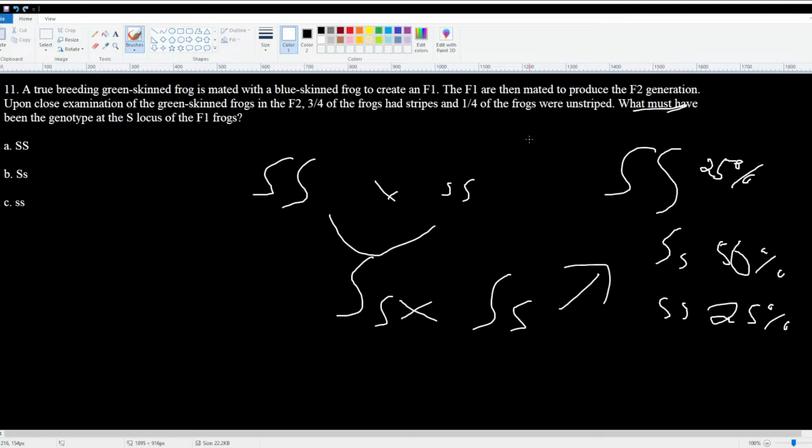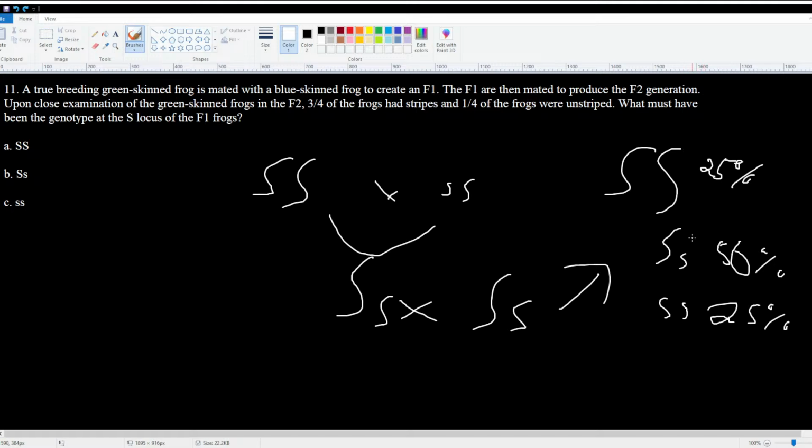Okay, so working backwards, right? 75%, that's 3/4, right? 75% of the F2 generation will have green skin, and then 25% will have blue skin, or will be unstriped. Again, it's confusing. Let's just focus on the color of their skin and not whether or not they have stripes. 75% do have stripes. Sorry, 75%. See, I'm confusing myself now.